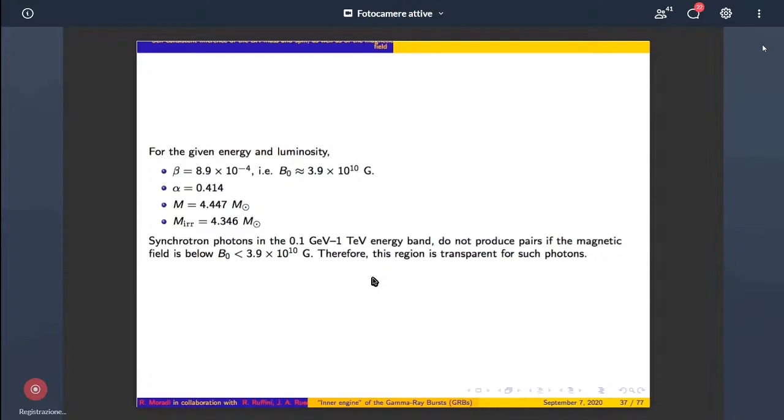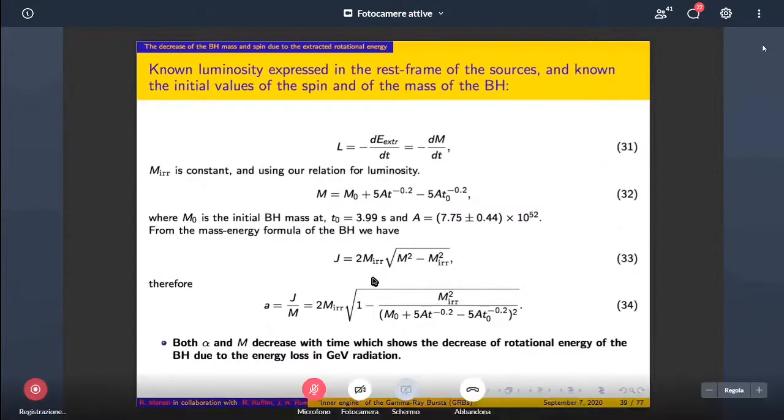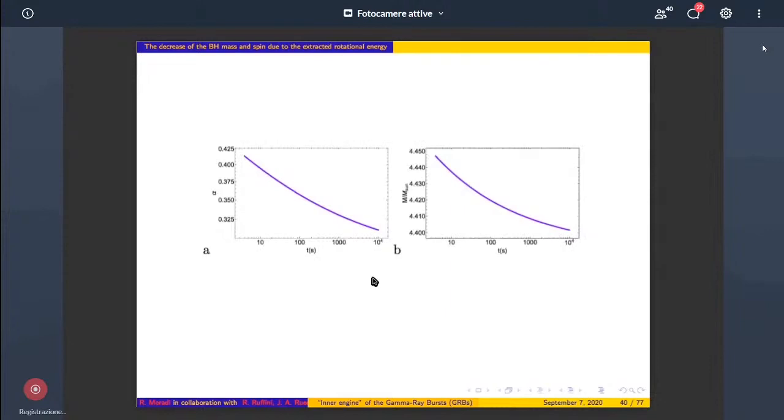So this is our way to calculate the parameters of this inner engine, this central engine of the GRB, which has the black hole inside. These are the story of these three parameters. In principle, after that, since we have the luminosity from the observation, we can calculate how this system is spinning down and how the rotational energy is paying this GRB luminosity. As you can see, in the left panel, after 10^4 seconds in the rest frame, the spin parameter goes down from 0.42 to 0.3, and the mass goes down from 4.45 to 4.4 solar masses after 10^4 seconds.